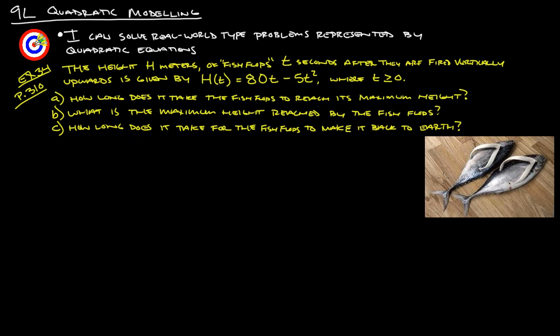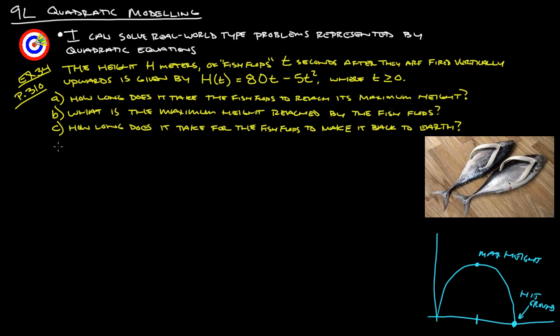Okay, so really what we're looking at here is some kind of graph. We launch these flip-flops, they're going to go up here. This is where they hit the ground, right? Hit ground. And then this here is the max height, right? So it says, how long does it take the fish flops to reach its maximum height? So here's the maximum height. This here would be the time to reach the maximum height.